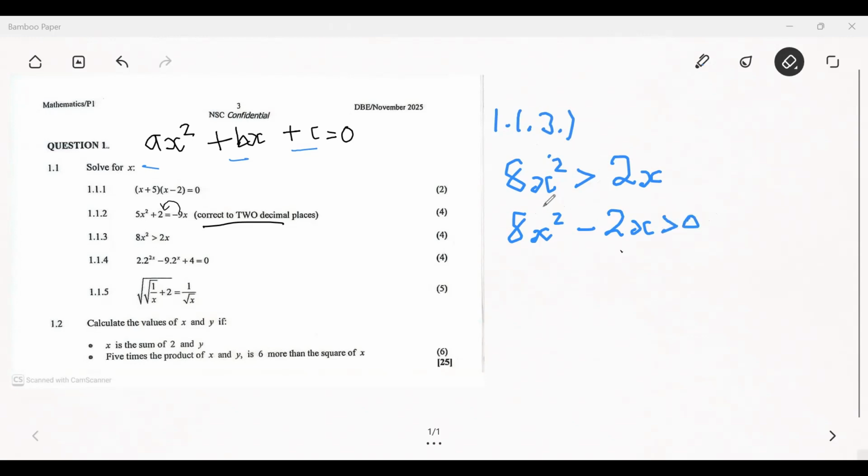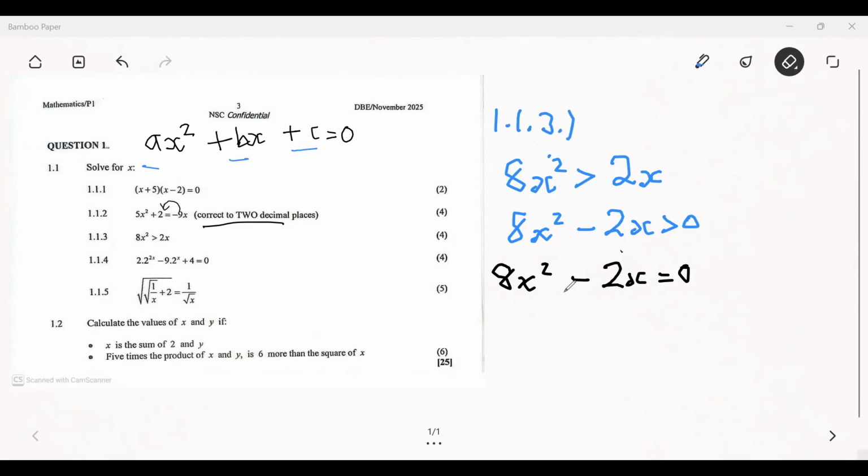Now, how do you solve an inequality? You must always find the critical values. The critical values are the values where this function, in this case a binomial, 8x squared minus 2x, is equal to 0. That's what you want to do. That's not going to give you the solutions. It's just going to give you the critical points, which basically lead to your answer. So we solve this equation.